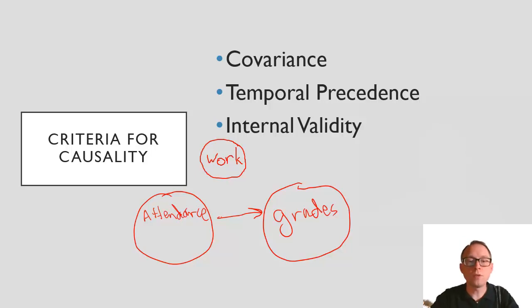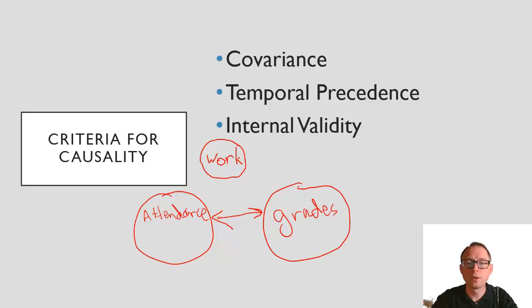What if we found this relationship that grades and attendance covary, that they affect each other? As attendance goes up, grades go up. And we know that attendance came before the exam grade, so that's temporal precedence. The internal validity question is, how do we know that it's attendance and not something else that's causing the change?